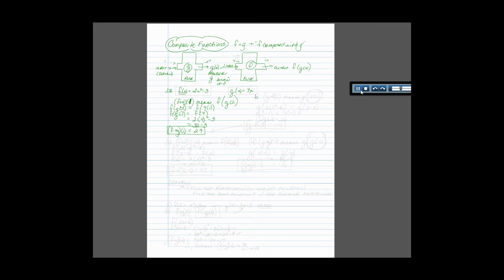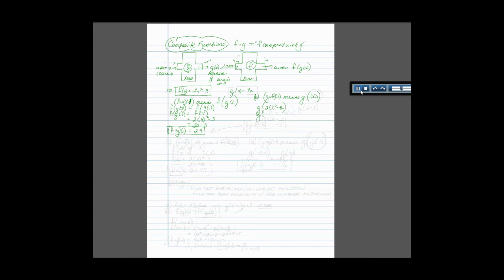Is that going to be the same thing as g of f of 1? Well, let's think about it. That's as if my machines were switched. The order was switched. So what that really means is g of f of 1. I first have to put the 1 into the f machine, so to speak. So for g of f of 1, we're going to go back to this function and put in a 1. So it would be 2 times 1 squared minus 3.